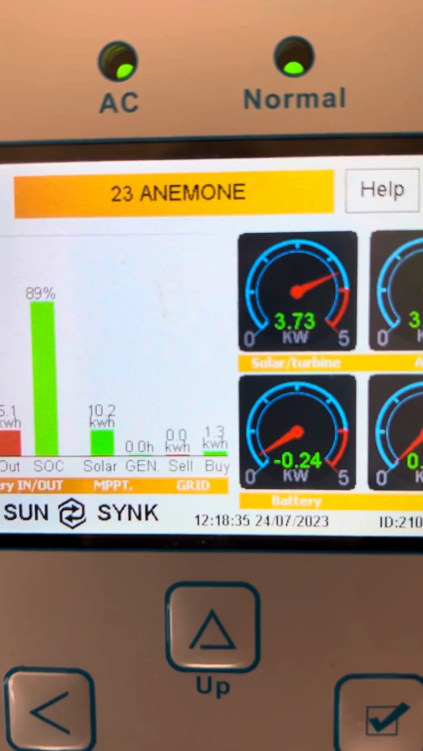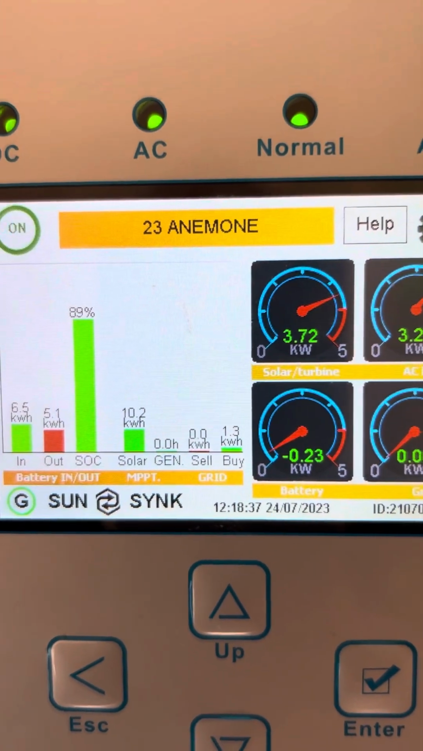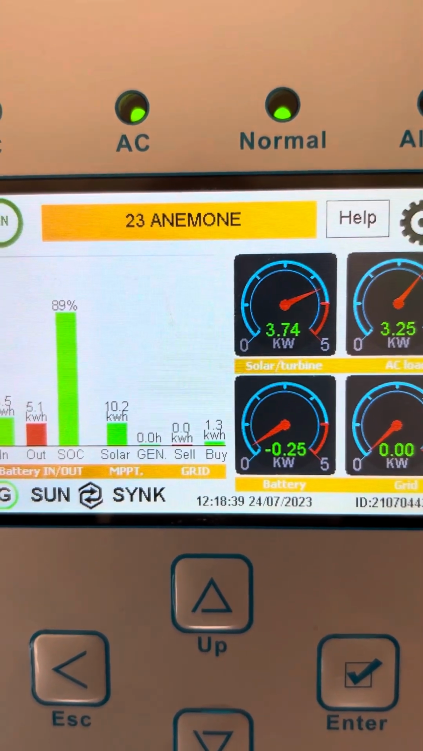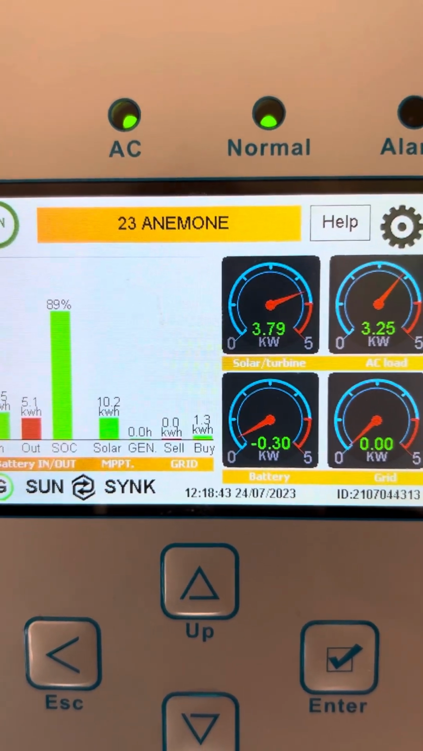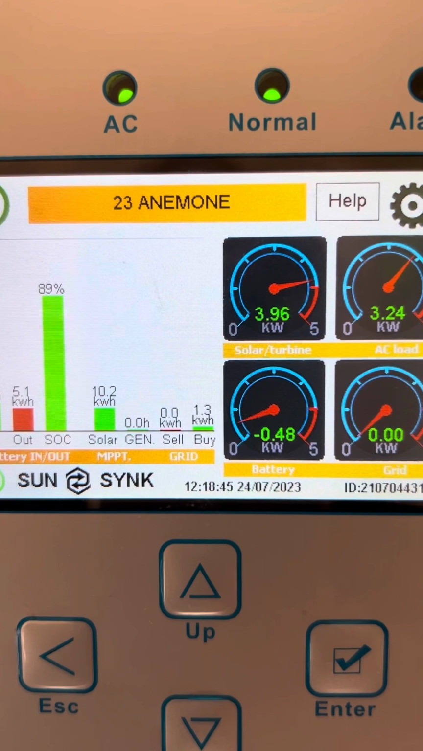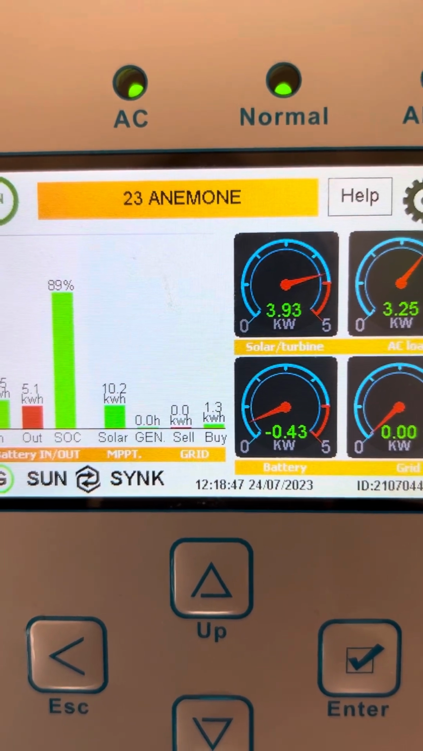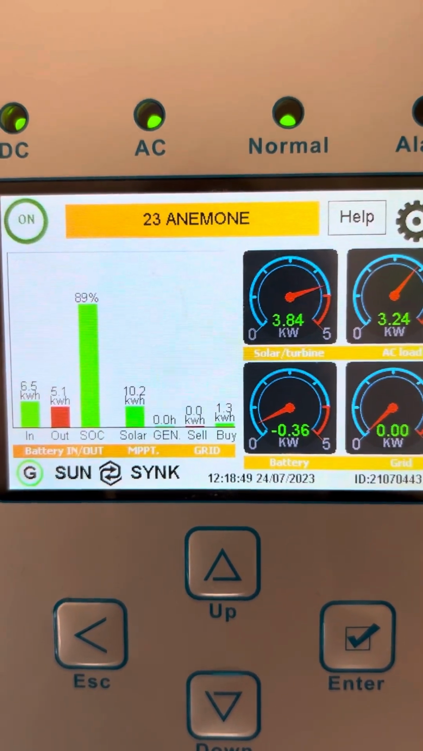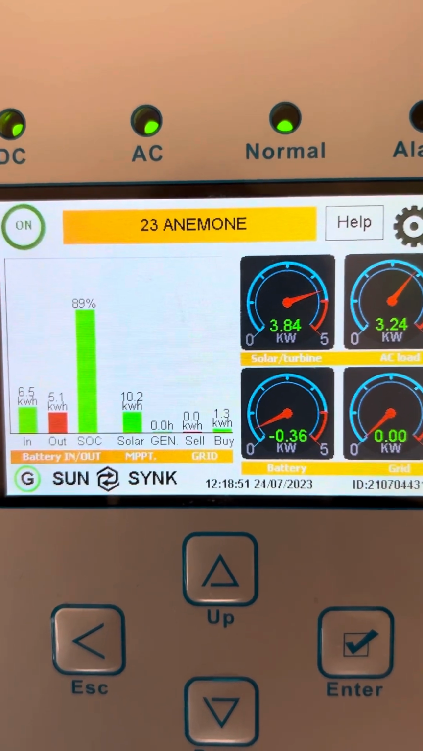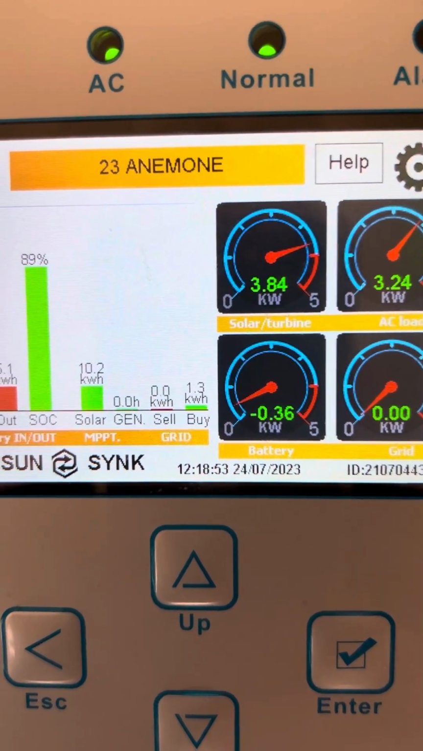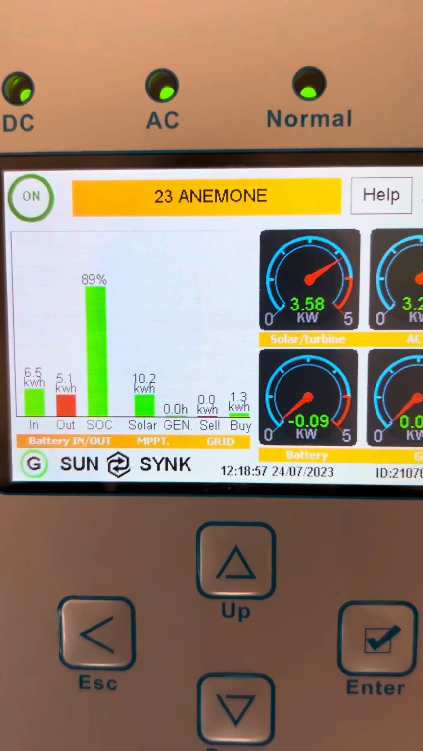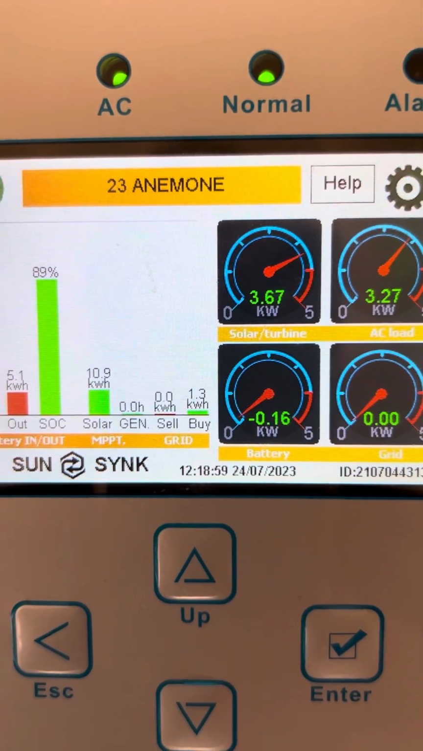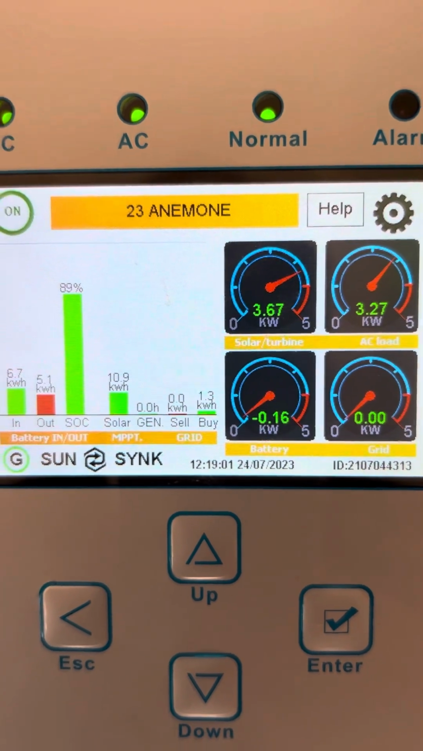Next to that, you'll see it says grid, sell and buy. And what that amounts to is, if you do have a hybrid system, which the Sunsynk is, and you do push back to the utility, that would measure how much you've actually pushed back to the utility. In this case, it is not connected via that system. And on the right is how much we've actually purchased from the utility. So from 12 o'clock last night, a total of 1.3 kilowatt hours has been purchased on the system.